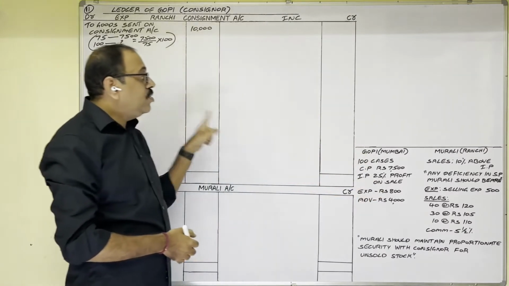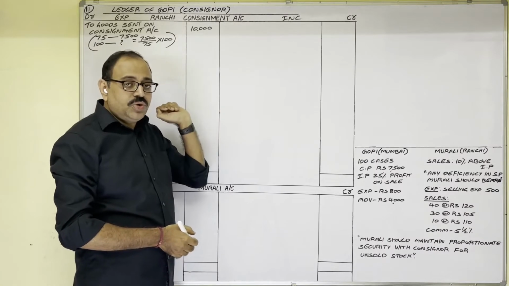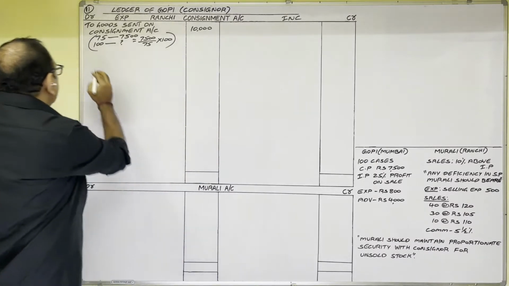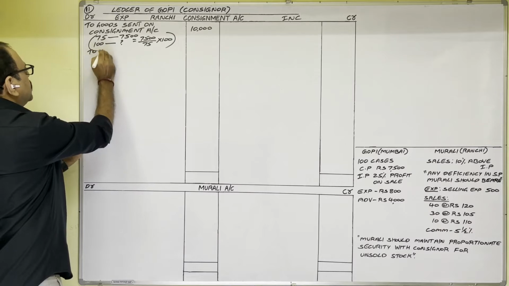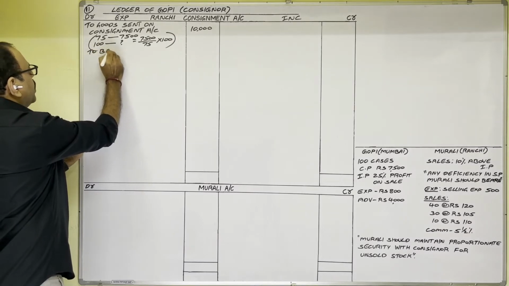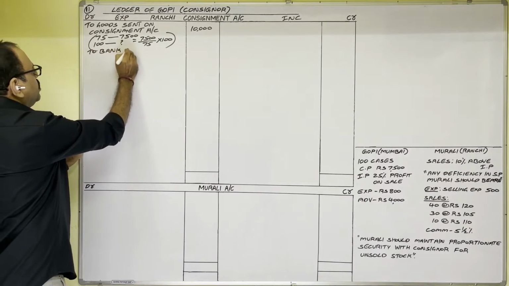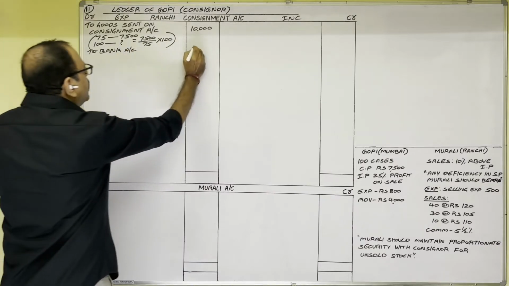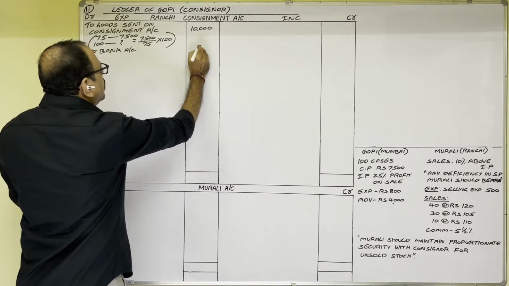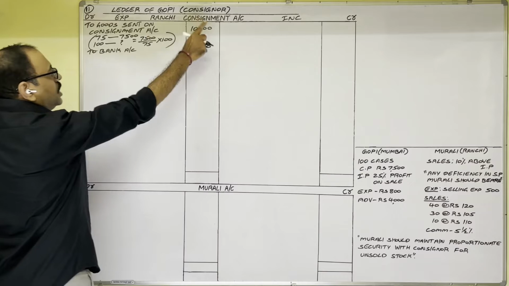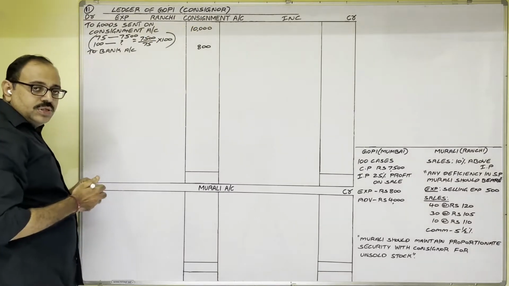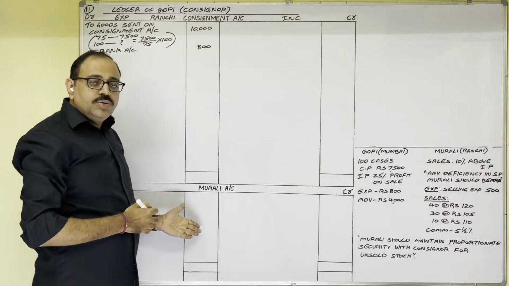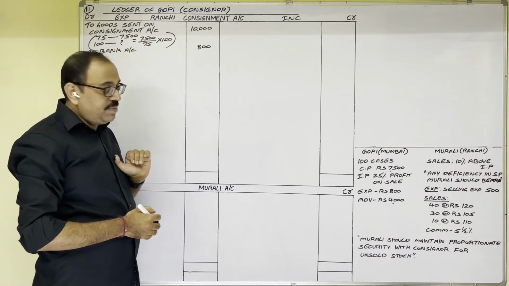This is a nominal account, so expenses we should write on the debit side. For the consignor's expenses, you have to write "to bank account", meaning my assumption is the consignor paid this amount through a check. Entry: Ranchi consignment account debit to bank account. Bank account we are not preparing, so no need to show second time posting.